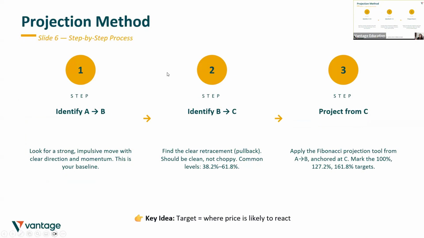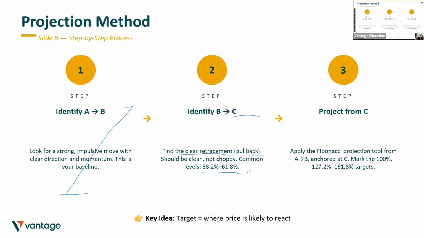So how are we going to project, step by step? First, you identify the AB. Look for a strong impulsive move, like the impulsive move here. You have the swing high and swing low, or the recent high and the recent low. Then you identify the C. For B to C, you use Fibonacci retracement for the clear retracement or pullback, commonly 38.2 to 61.8%.